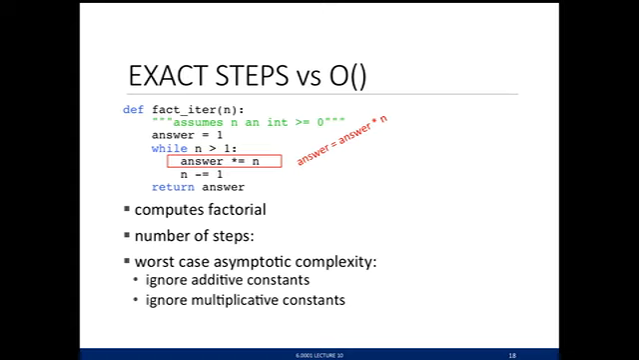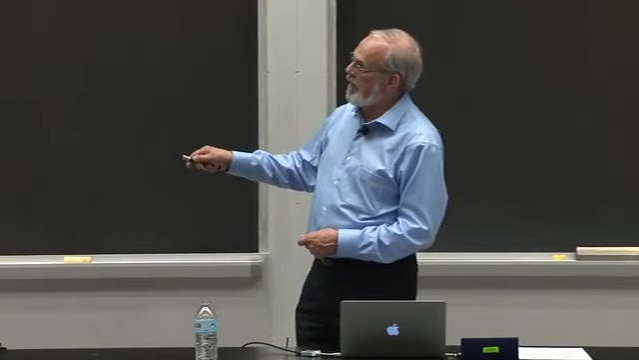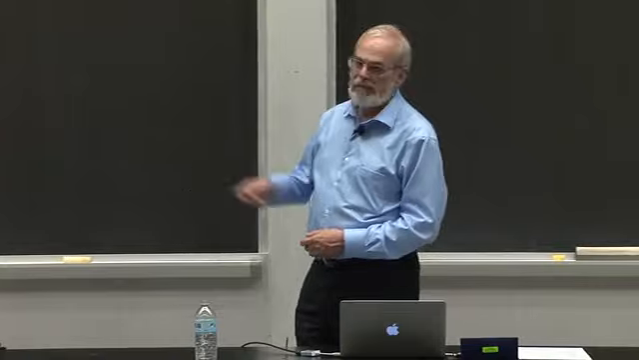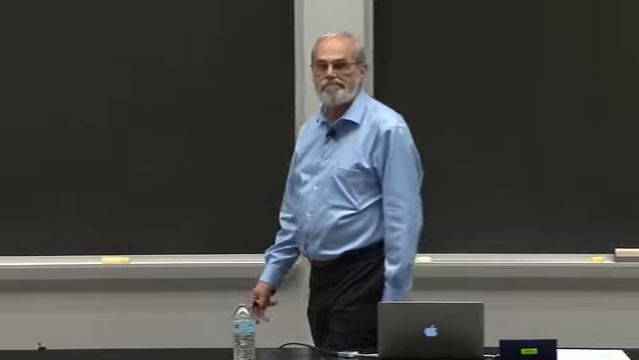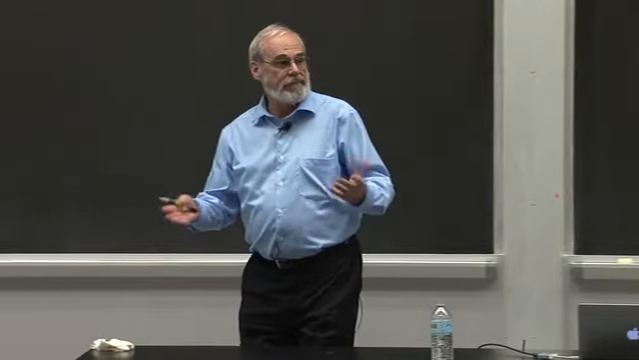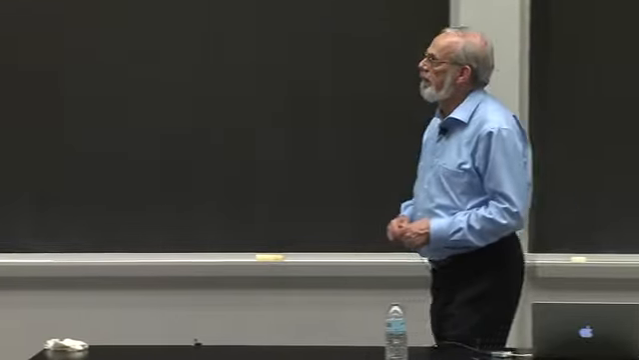I've got 1 outside here. I've got 1 outside there. And I'm going to go through this loop n times. So I would suggest that if I count number of steps, it's 1 plus 5n plus 1. Sort of what we did before. 5n plus 2 is the total number of steps that I use here.